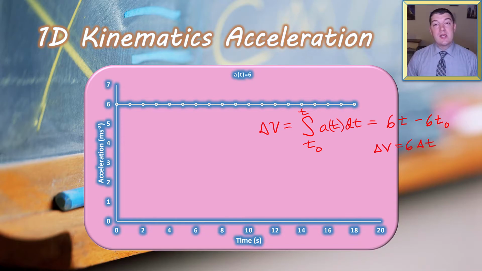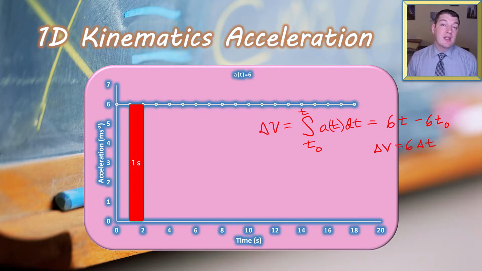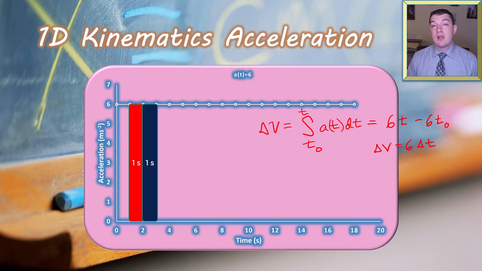Which should make sense. If we have a constant acceleration, for every increment of time, we have a constant change in velocity, whether it's between the first and second second or between the second and third second. And as more time goes by, we'll have a larger change in velocity.